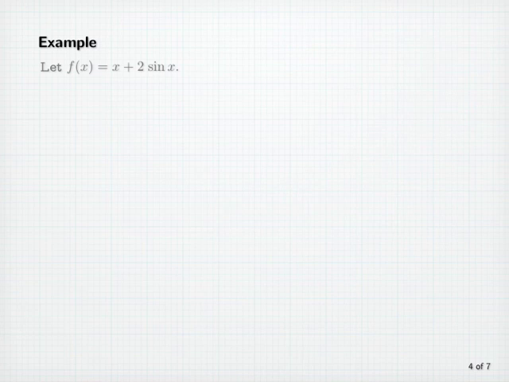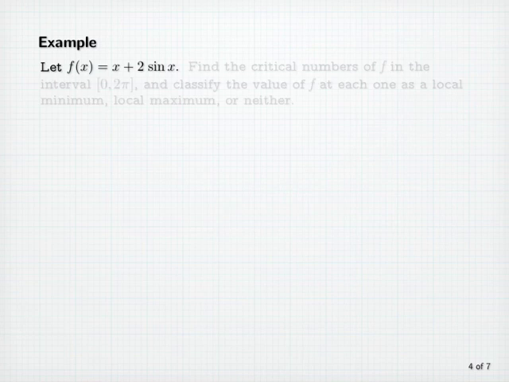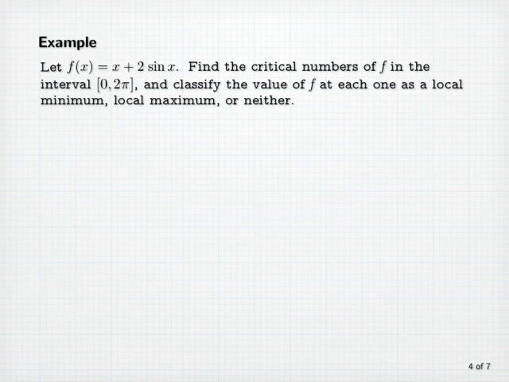Another example. Let f of x equal x plus 2 times sine x. Find the critical numbers of f in the interval 0 to 2 pi and classify the value of f at each one as a local minimum, a local maximum, or neither.